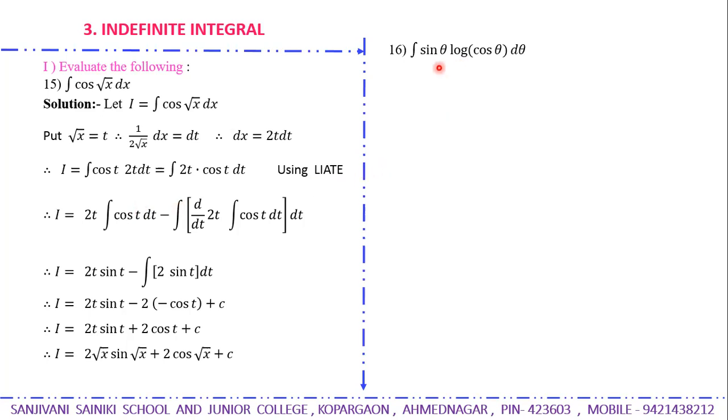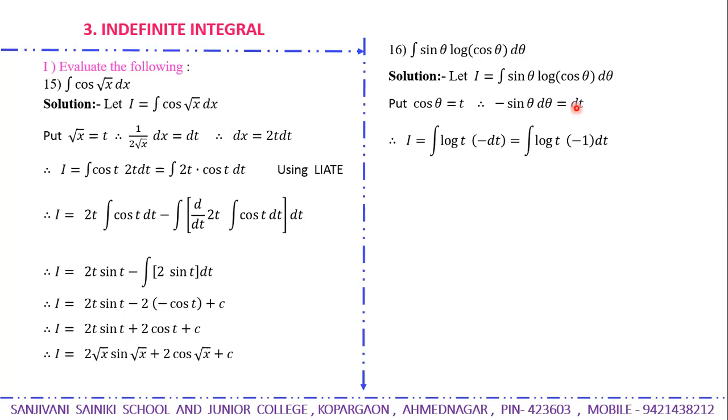Now here, sine theta log of cos theta d theta. This is the function. So in this function, let I be equal to this. Again we have to use the substitution. Cos of theta is equal to t, so its derivative, minus sine theta d theta, is dt. So sine theta d theta is minus dt, and you will get log of t times minus dt.